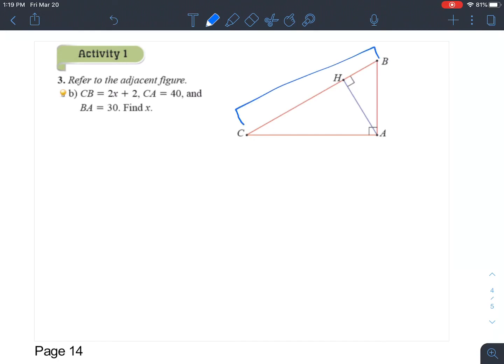Okay, so that part is 2x plus 2. We know CA is 40. We know that BA is going to be 30. Oh, hey. It's just Pythagorean theorem. We can do this. So, sorry, CA was 40. We've got 40 squared plus 30 squared equals 2x plus 2 quantity squared.